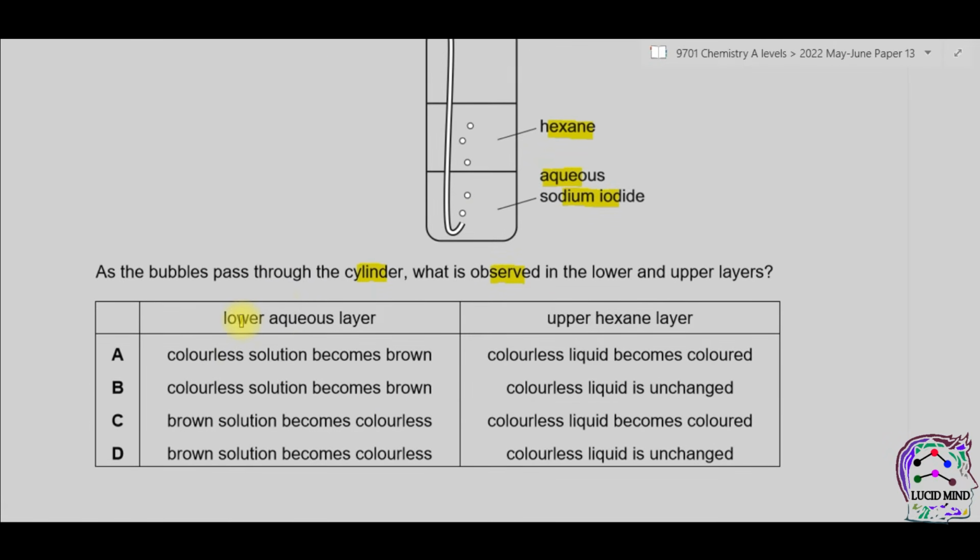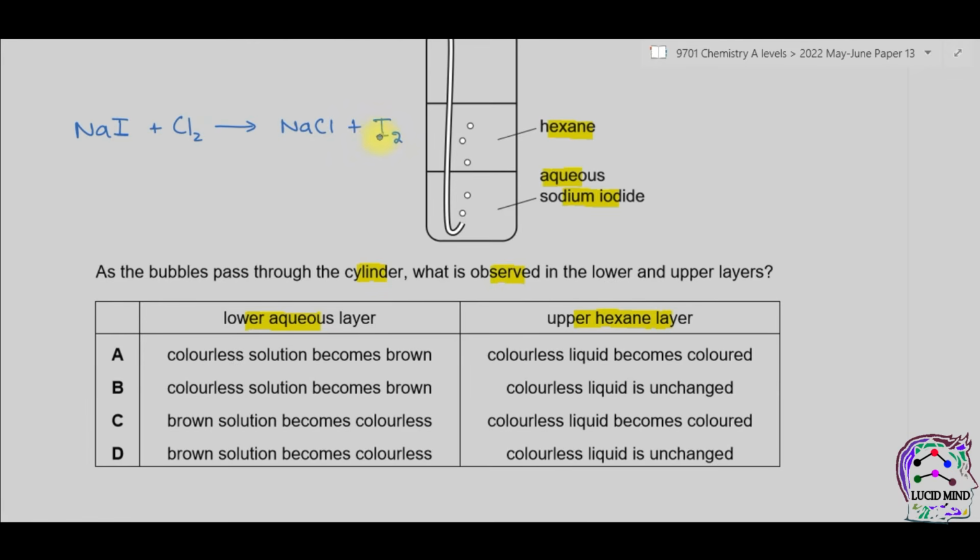Now we have to find out the color change in the lower aqueous layer and the color change in the upper hexane layer. So let's see what happens when chlorine is added to aqueous sodium iodide. Sodium iodide is NaI. When chlorine is added, chlorine can replace iodine because it is more reactive, so it will become sodium chloride and iodine is then released.